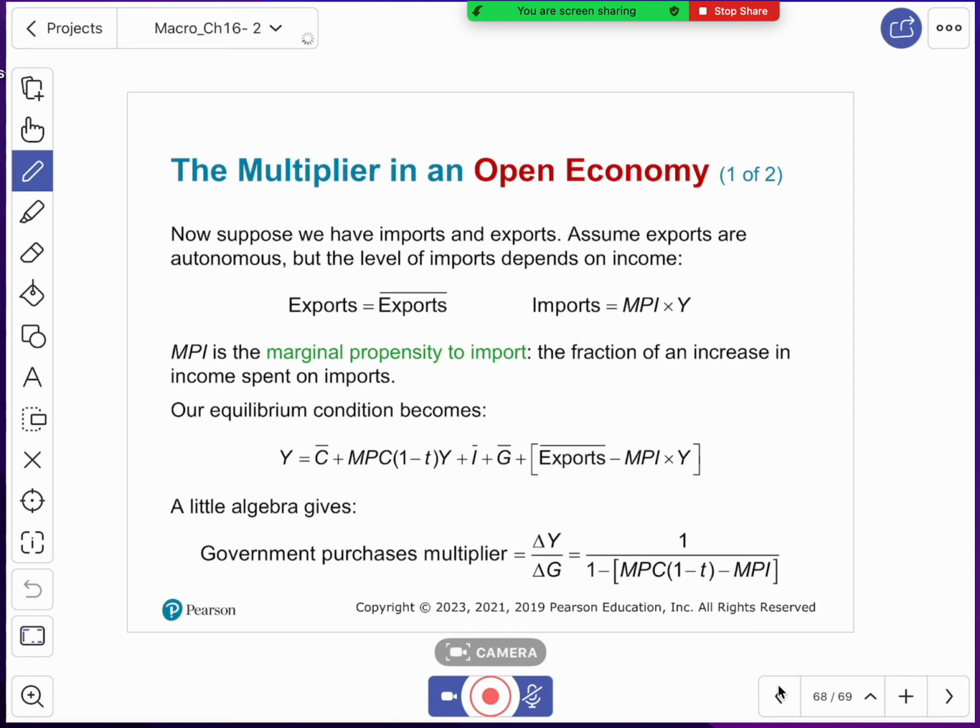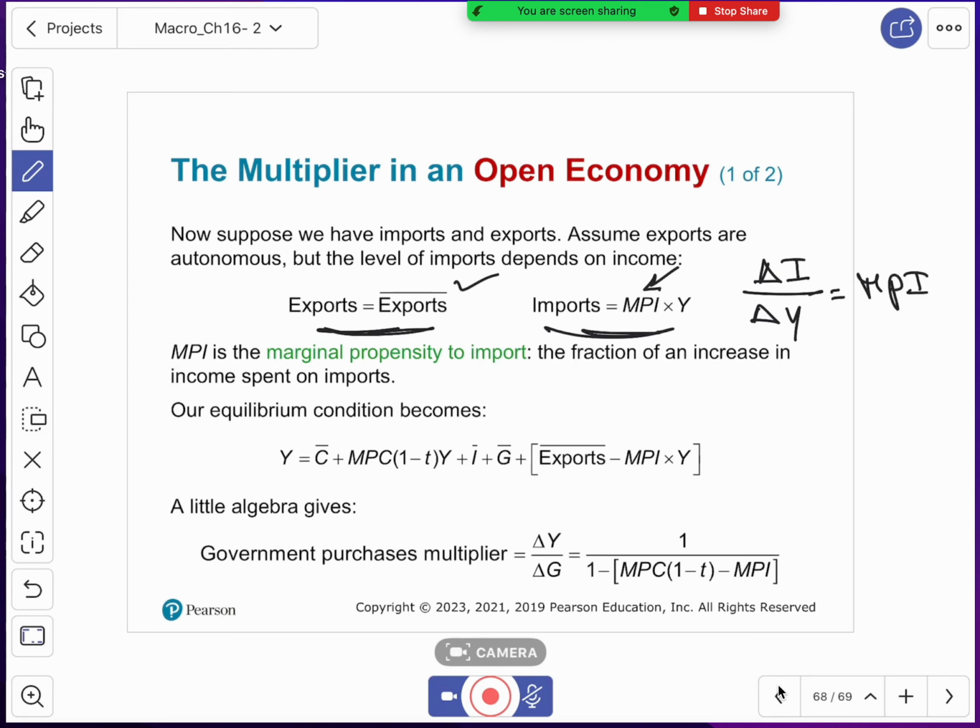We also have the last type, which is the open economy multiplier. Exports are assumed to be autonomous, so we have a bar here, but imports depend on income. As consumers living in the US, we're going to import based on something called the marginal propensity to import. The marginal propensity to import is basically the change in imports due to the change in income. And this is called the MPI.